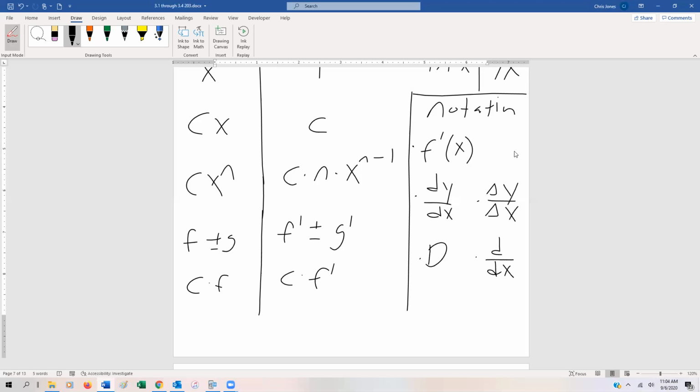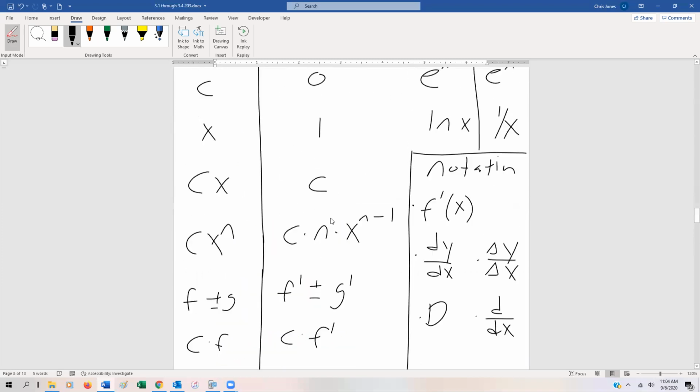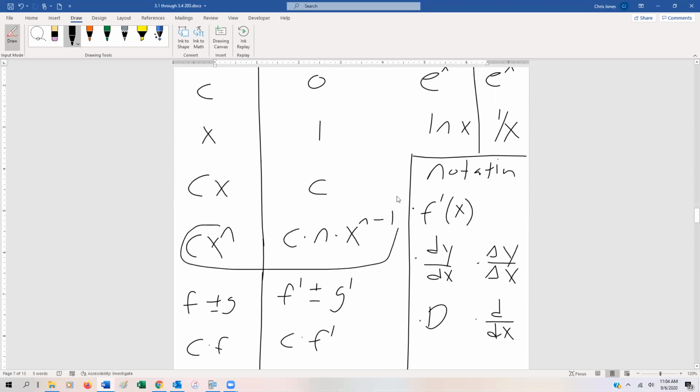All right, so it's actually really easy. We're going to take a look at a number of basic sorts of derivative operations. We have our function, negative 10x to the 6th, that we want to find the derivative of. So we just go back up, and it looks like it matches this rule where we have cx to the nth power.